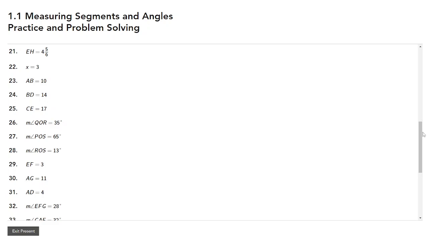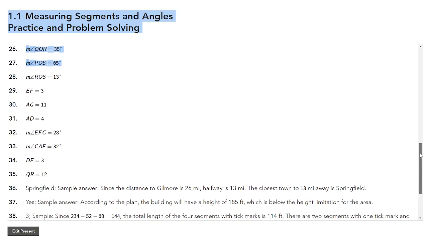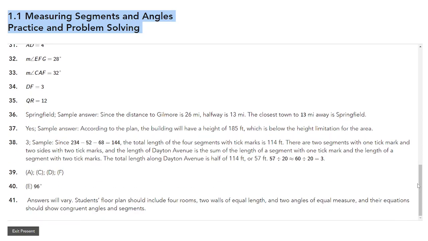Before I scroll, do we need to do any of those twice? Okay. 40 is 96. You should have chosen E. Okay.